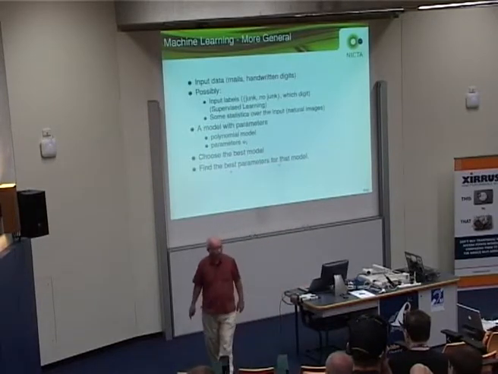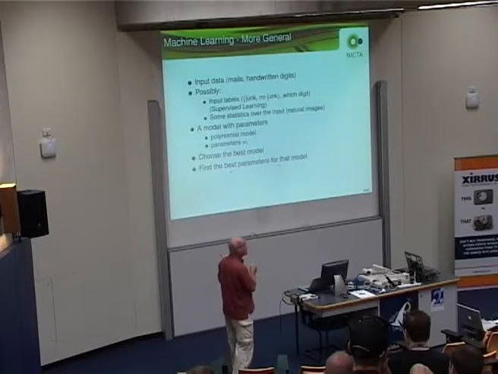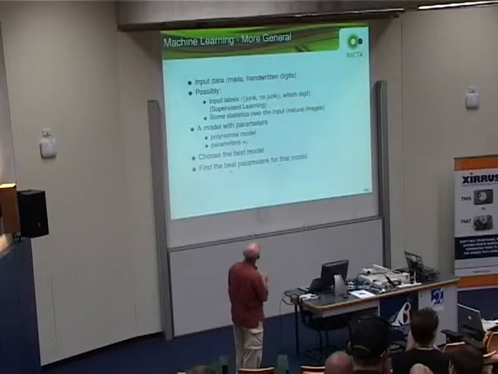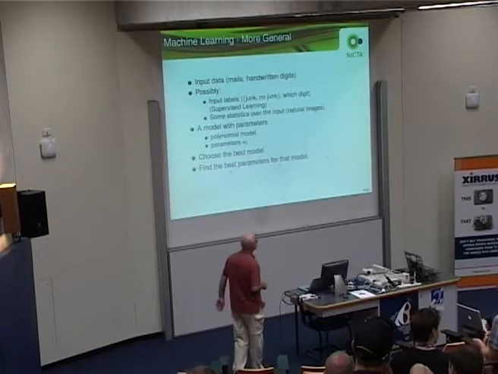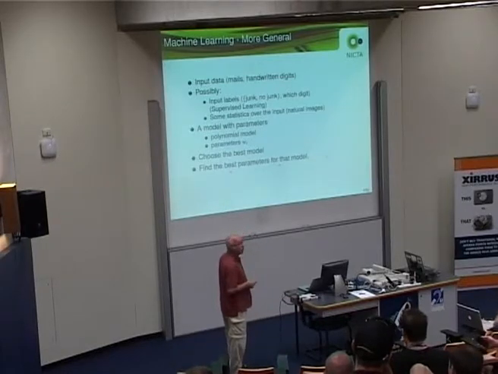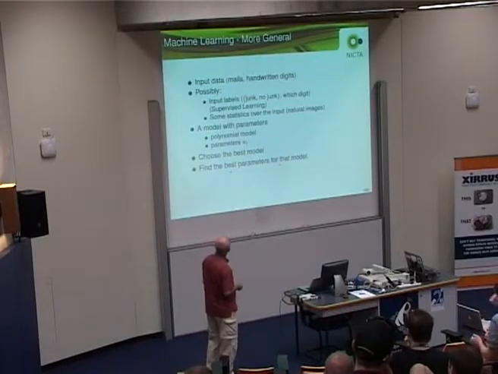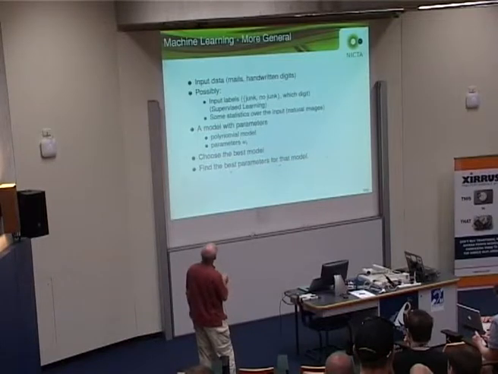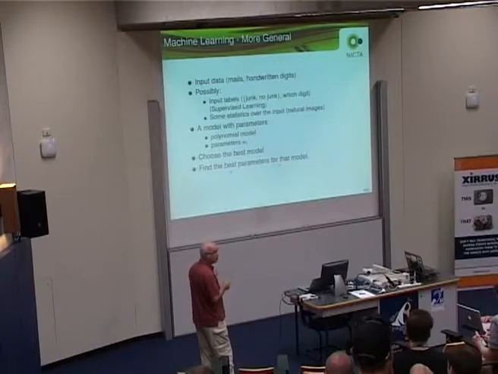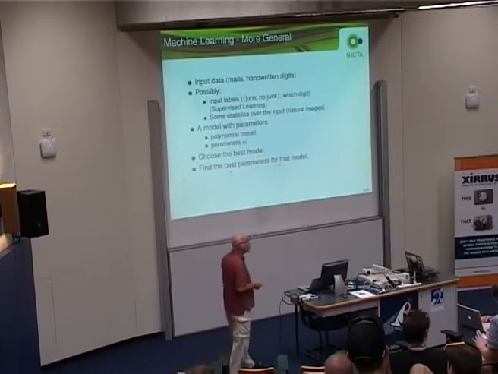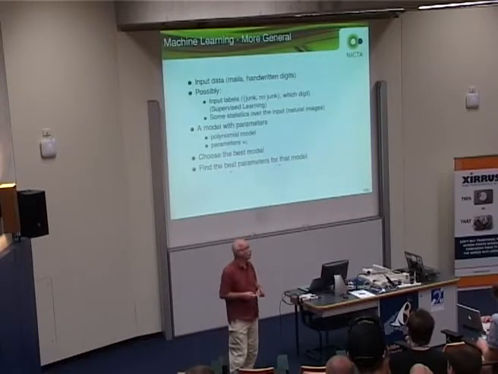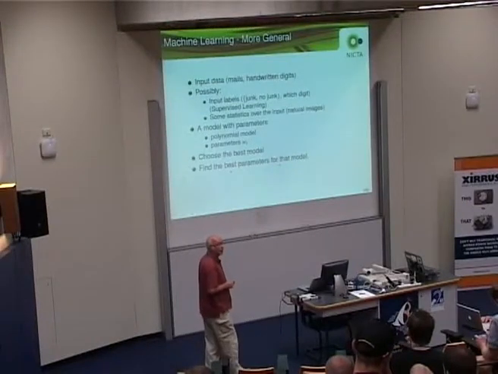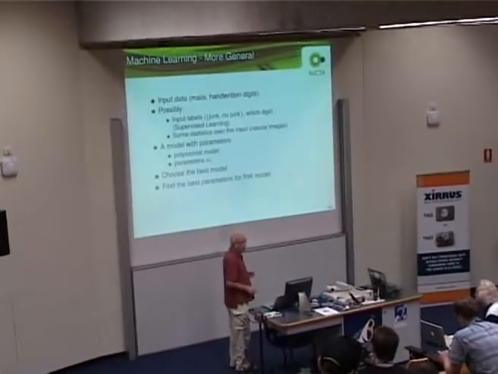So if we generalize this a little bit more, we have inputs, and we have possibly input labels, which tell the machine this is what we want. But that's not always necessary. If it's available, we call it supervised learning. If it's not available, we call it unsupervised learning. We may have other information or other assumptions, like, for instance, statistics over the natural images, which we had here. And then we choose a model, a mathematical model. For instance, very simple, a polynomial model with some parameters. So that's the first step. We have to find the best model, which of course takes a lot of time to learn, because you have to understand which model is good for which kind of application task. But even if you've chosen a model, then you have the parameters. So you have to do a lot of experiments in order to figure out what the best parameters for your model are.